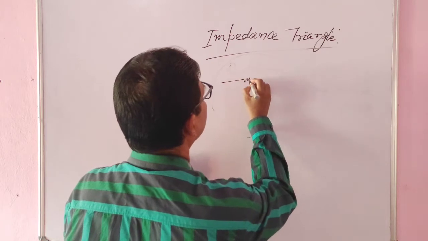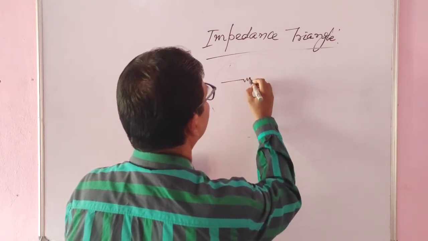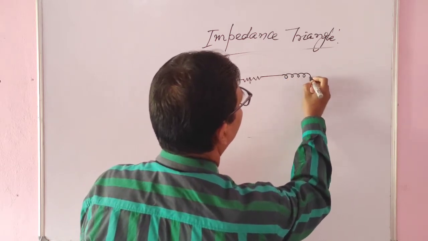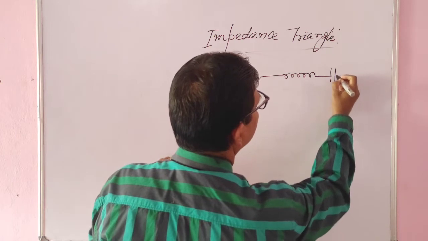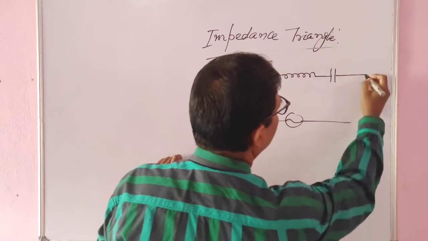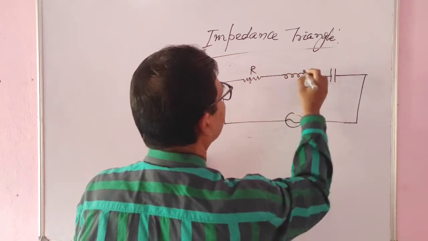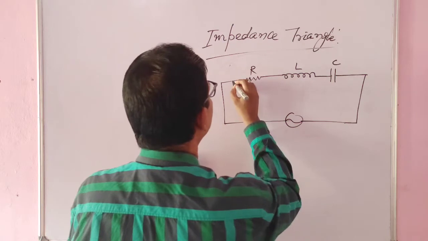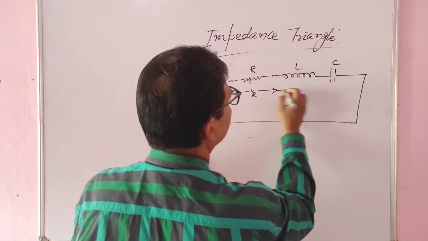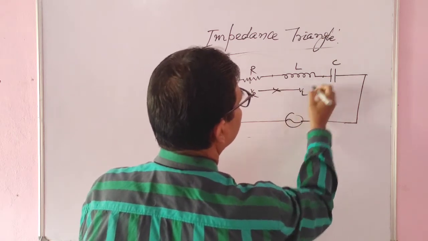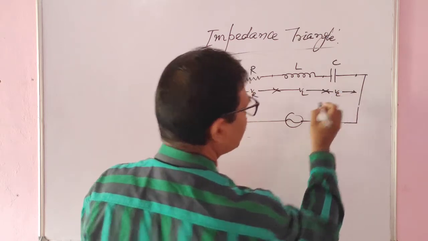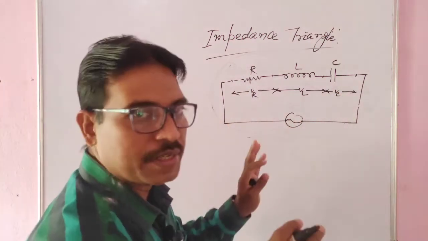Suppose this is R, L, this is C, they are connected with source, AC source, and it is R, L, C, this one is VR, okay, this one is VL, any 2 points you are taking, this one is VC. Okay, but question is most important, this is the turning point.